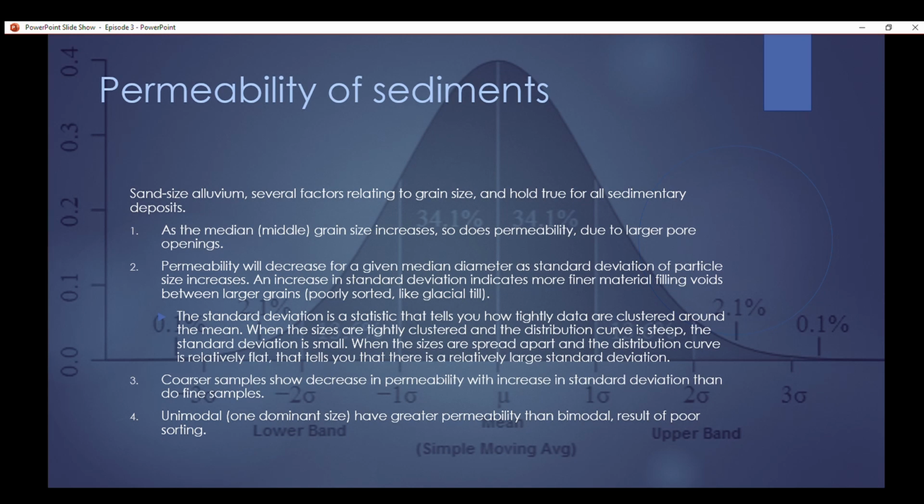So like I said, it's called the bell curve, and we see that at the introduction of sedimentology. You also see it in geotechnical. But when it has a steep curve like this, that basically means that you have a small standard deviation. You have pretty much all your particles are close to the same size.